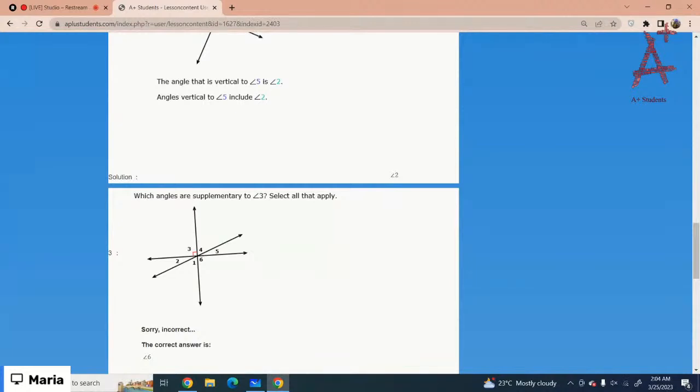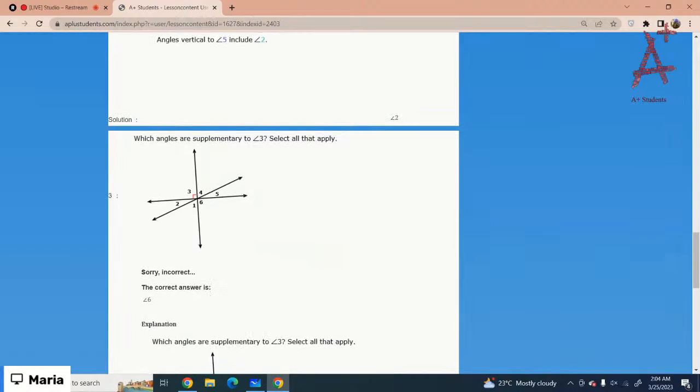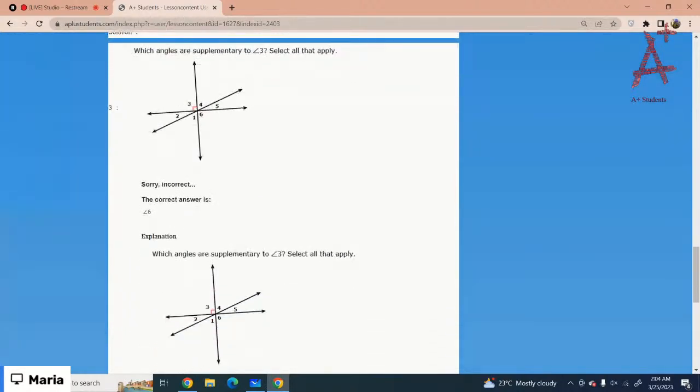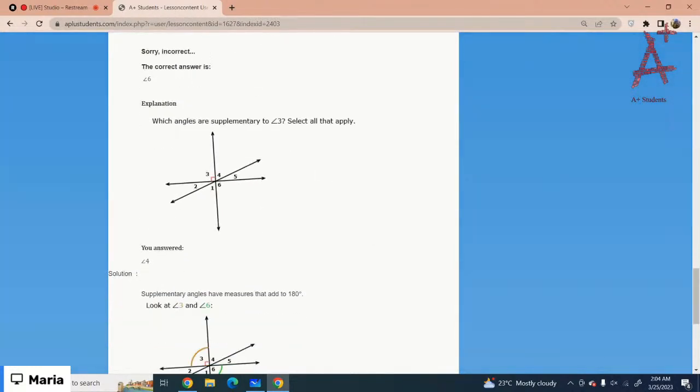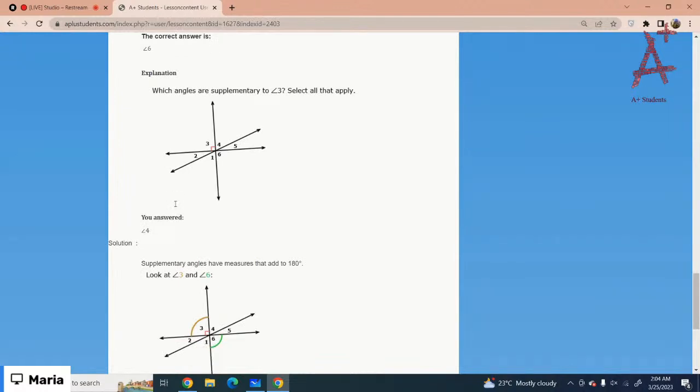Which angles are supplementary to angle 3? Select all that apply. So you have to calculate the supplementary angle to angle 3. What are supplementary angles? Supplementary angles are angles whose measures add to 180 degrees. Angle 3 is a 90-degree angle, so you need to find another 90-degree angle that makes 180.